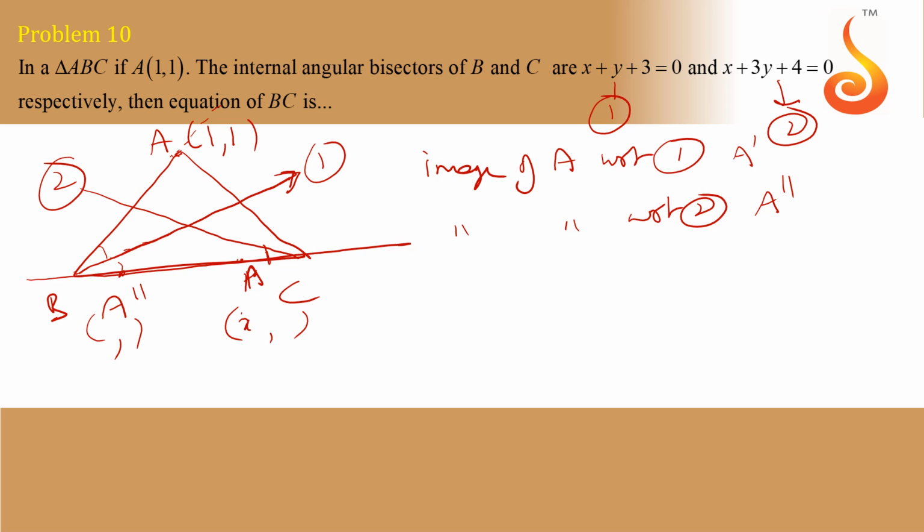Let the image be (h, k). Then (h minus 1) by a equals (k minus 1) by b equals minus 2 times (a x1 plus b y1 plus c) by (a square plus b square). Use that formula to get the image. So it's a simple geometrical property. Find the image of A with respect to the angular bisector of B, and the image of A with respect to the angular bisector of C. Both points will fall on BC. Use those 2 points, the 2-point formula, to get the equation of the line.